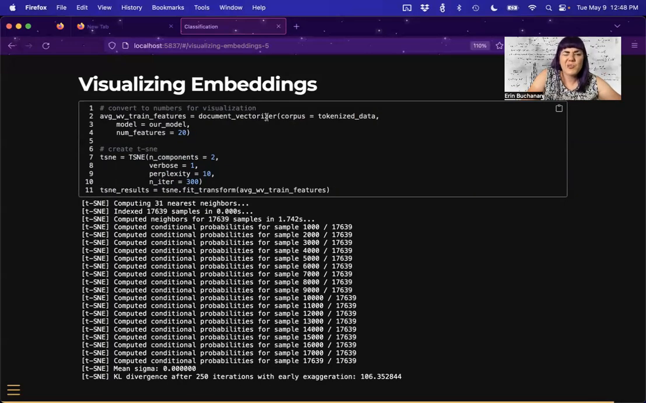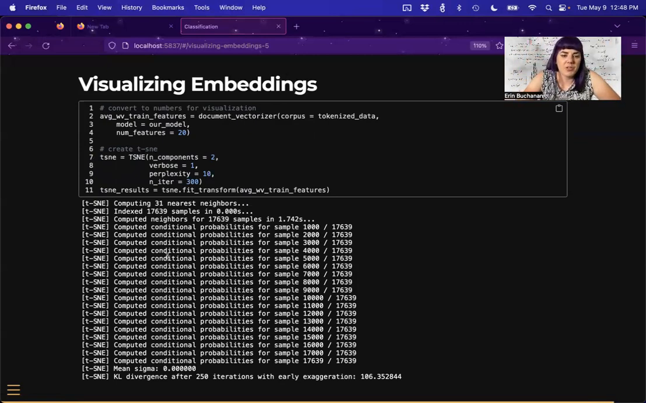I then extracted the features. So now I have a documents by features matrix. So this is the number of documents by 20 dimensions. And I'm going to use my t-SNE algorithm here. So I'm going to say, okay, give me 2 components, meaning 2-dimensional.